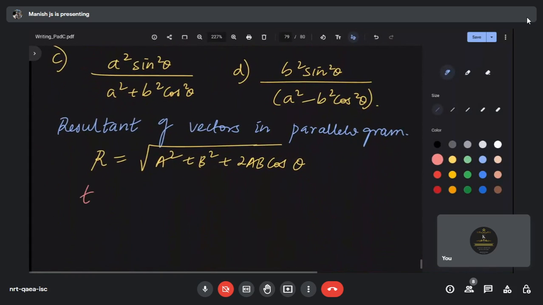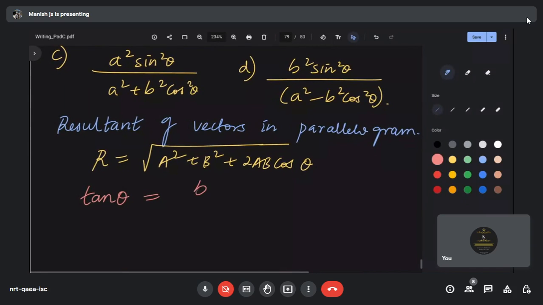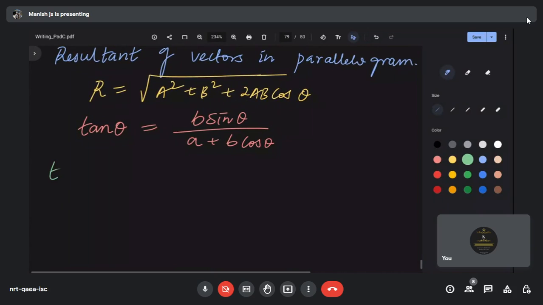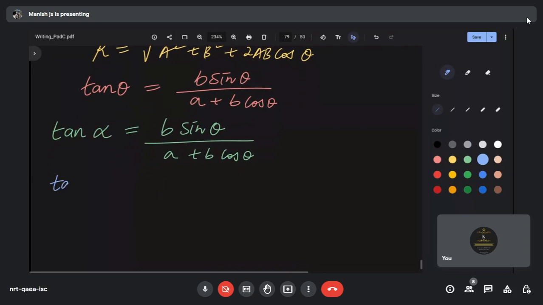Yes, what is tan theta? Do you know the formulas? B sin theta divided by A plus B cos theta, if A and B are two vectors, correct. அதே கான்செப்ட் தான். So what is tan alpha here? B sin theta divided by A plus B cos theta. அப்படியே எடுத்துக்கலாம். அதே மாதிரி what is tan beta?